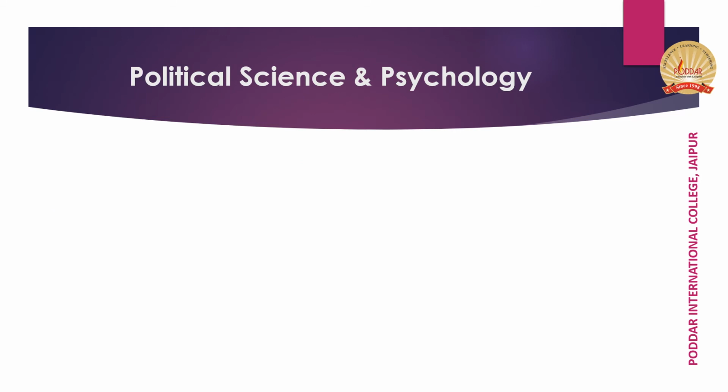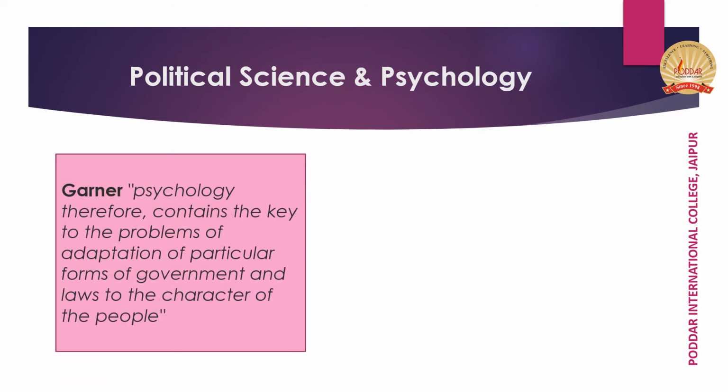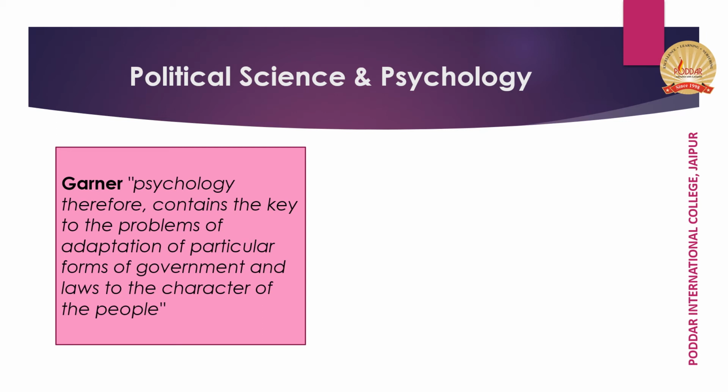The next important subject: political science and psychology. Psychology is the science of mind, dealing with the mental state or attitude of human beings. It deals with the rational and irrational aspects of the human mind. Political science deals with the political behavior of humans, so it is intimately related to psychology. According to Garner, psychology therefore contains the key to the problem of adaptation of a particular form of government and laws to the character of the people.